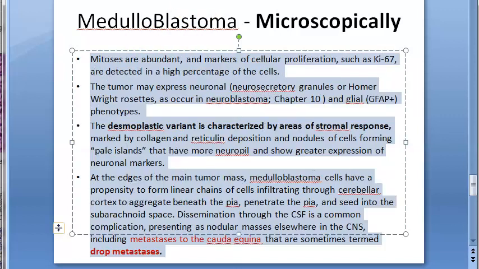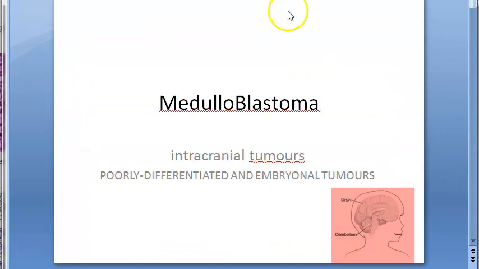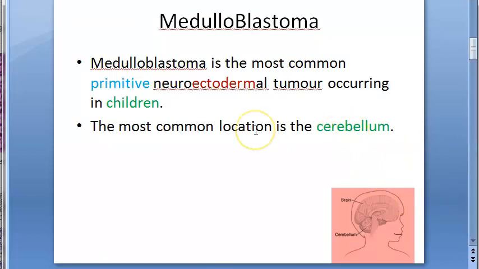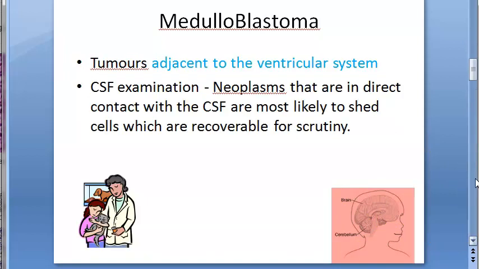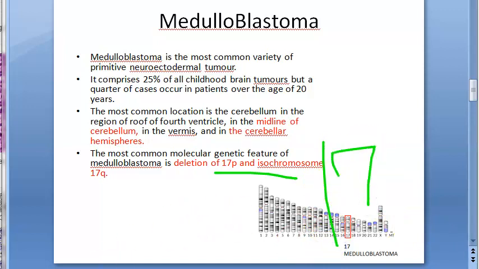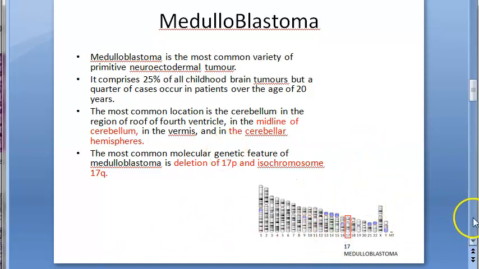So this was about medulloblastoma, guys. Just look at the keywords that you have studied in medulloblastoma. It's an intracranial tumor, an embryonal tumor. It affects children. It has primitive neuroectodermal tissue. It comes from the cerebellum, the midline of cerebellum in children and lateral parts in adults. It's adjacent to the ventricular system, so the cells will shed into the CSF. CSF examination may help. The most common genetic feature is deletion of chromosome 17 or isochromosome 17. It's a very common, malignant tumor.